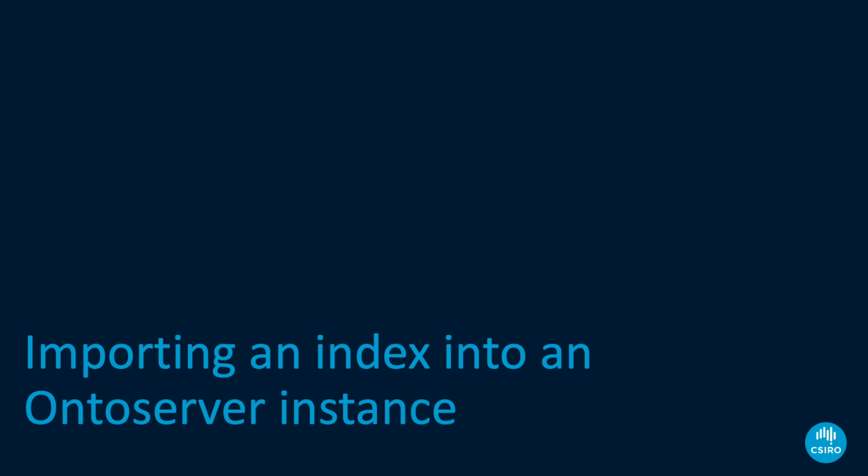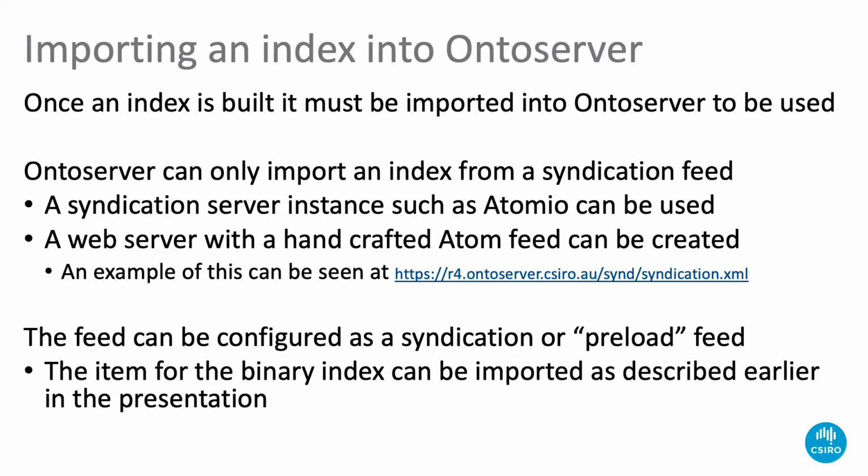So next we'll cover importing an index into an OntoServer instance. Obviously, for an index to be useful once it is built, it needs to be imported into an OntoServer instance. OntoServer only imports indexes from configured syndication feeds. An Atomio syndication server provides the simplest solution, as it provides a REST API to upload the index, which the indexer mode of OntoServer integrates to, and a syndication feed which OntoServer instances can use to import the index.